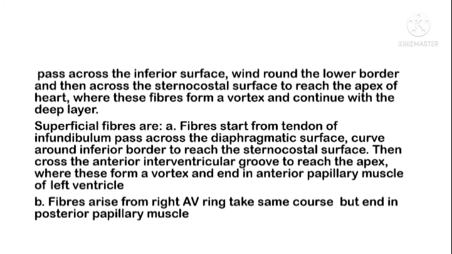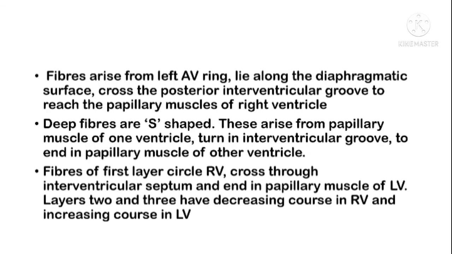The fibers arising from the right AV ring take the same course but end in a posterior papillary muscle. Fibers arising from the left AV ring lie along the diaphragmatic surface, cross the posterior interventricular groove to reach the papillary muscles of the right ventricle. The deep fibers are S-shaped. These fibers arise from the papillary muscle of one ventricle, turn in the interventricular groove to end in the papillary muscle of the other ventricle. The fibers of the first layer circle the right ventricle, cross through the interventricular septum and end in a papillary muscle of the left ventricle.